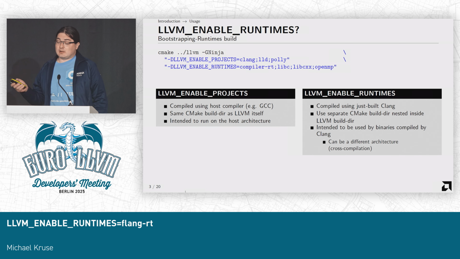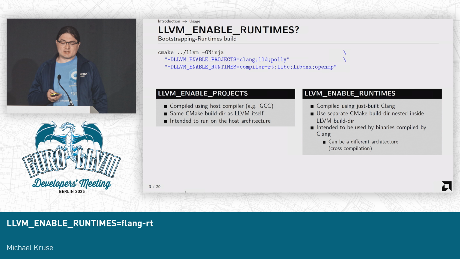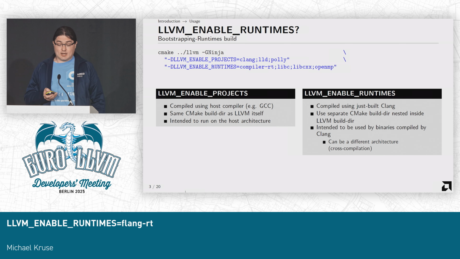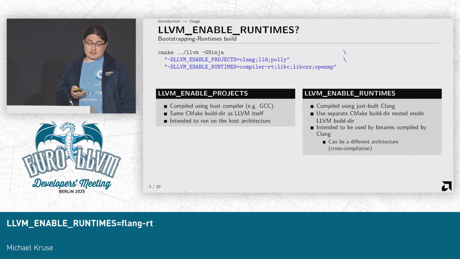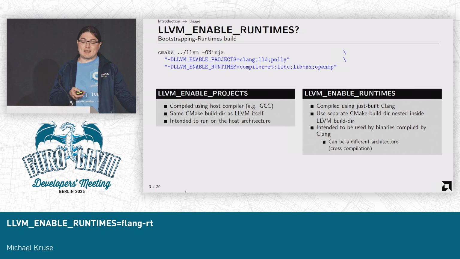If you use LLVM_ENABLE_PROJECTS, which everyone here has probably used already, it uses the compiler that CMake chooses for us. That could be, for instance, GCC by default in a lot of cases. It is usually building for the host architecture, but you could also theoretically cross-compile the compiler itself.